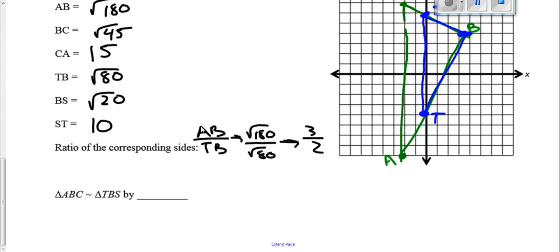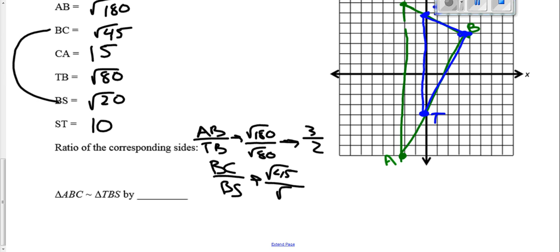BC corresponds with BS. The square root of 45 over the square root of 20. And how am I figuring this out, guys? I'm typing it into my calculator, and you probably get a decimal, so then I'm doing math, enter, enter. And I get 3 over 2 once again. All right, and the last one, CA over ST is 10 over 15. I'm sorry, 15 over 10, which does reduce to 3 over 2.